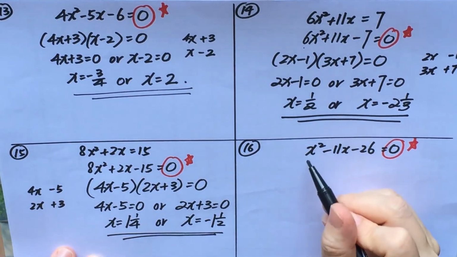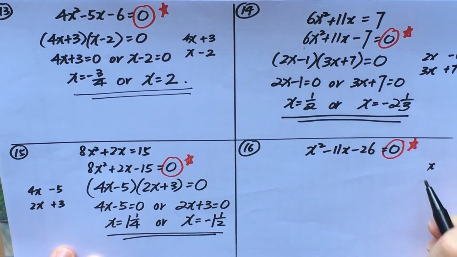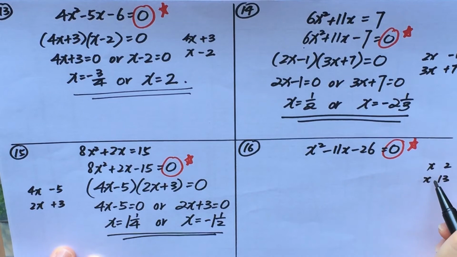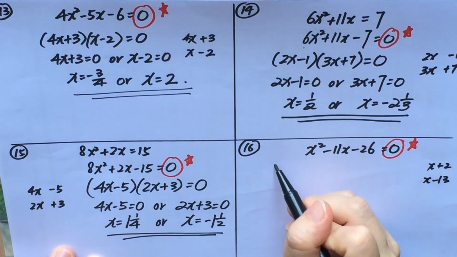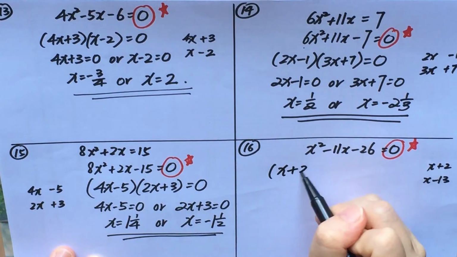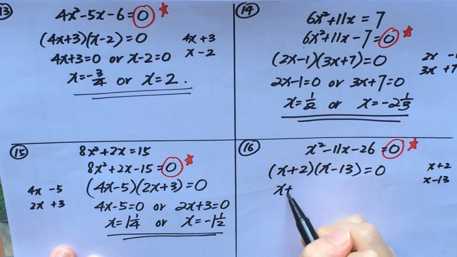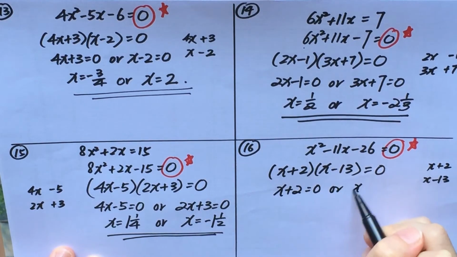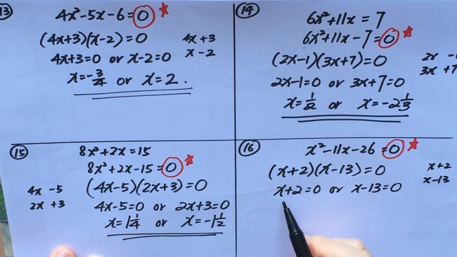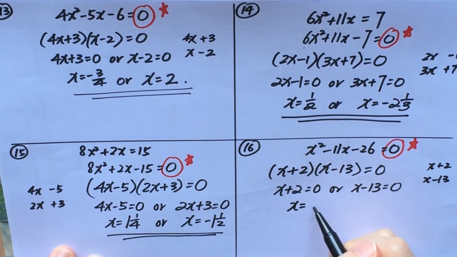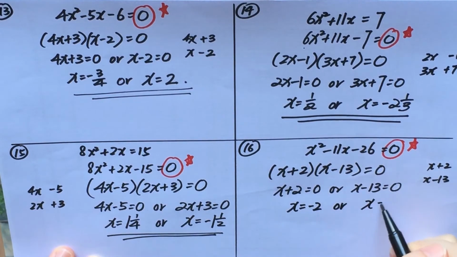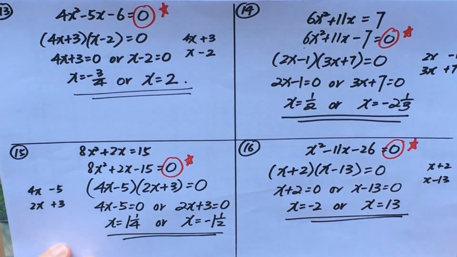Okay, next one. This is easier. X, so we just try x and x. 26, we try 2 and 13. So 2 times 13 is 26. So I need a negative, so I put a negative and a positive here. So this will be factorized to be x plus 2 times x minus 13 equals 0. So x plus 2 is 0, or x minus 13 is 0. So by the zero factor law, either the first factor is 0 or the second factor is 0. So x equals negative 2 or x equals 13. So these are our answers.